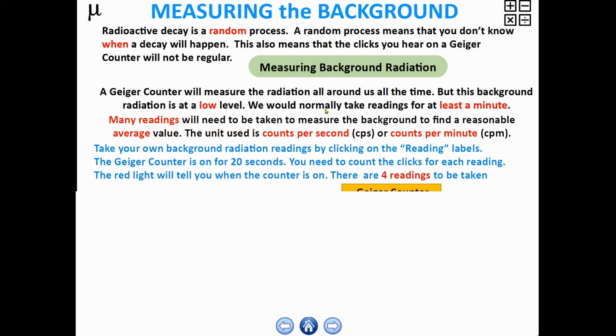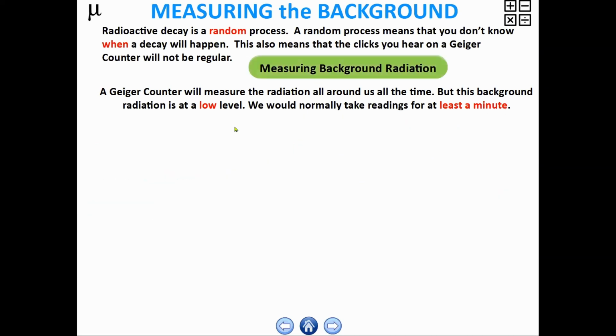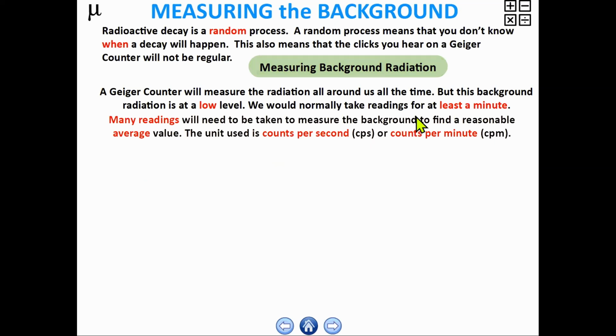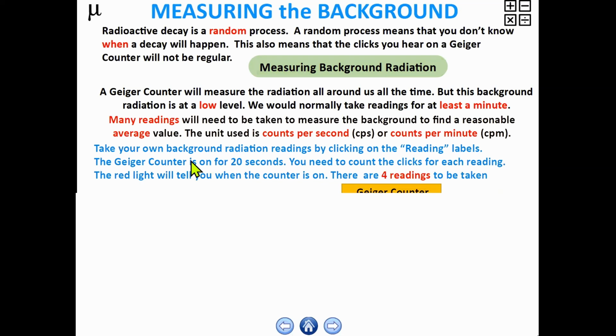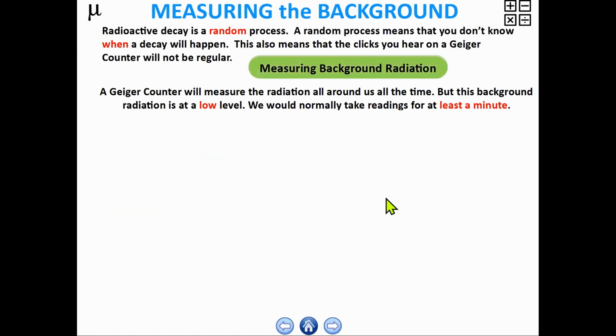A Geiger counter will measure the radiation that's all around us. This background radiation is low level, and you would normally take readings for at least a minute. Many readings need to be taken to measure the background to find a reasonable average. So we've done this kind of thing before, and that's really, really critical in terms of exam questions.